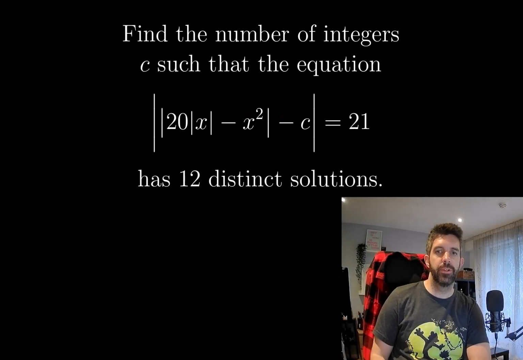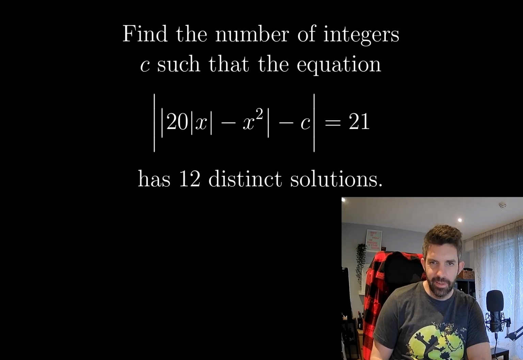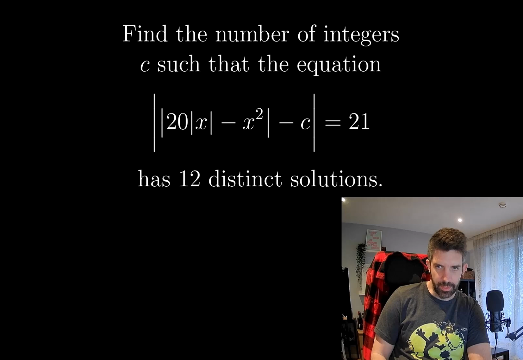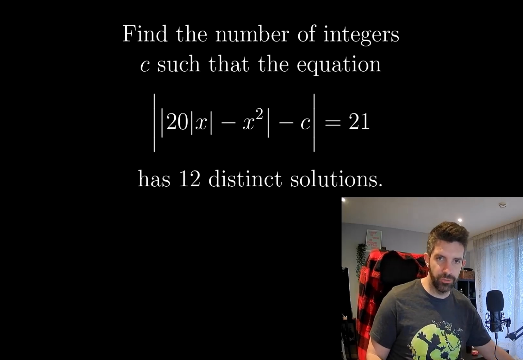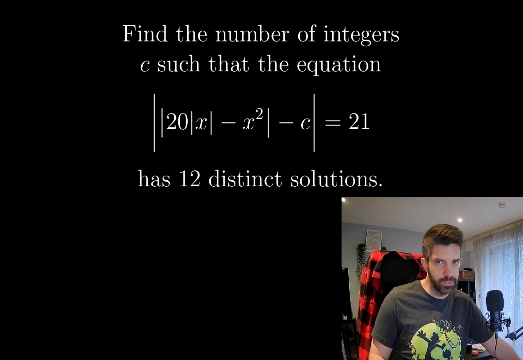Find the number of integers c such that the equation, absolute value of, well, I'm not going to read this out. There's a whole bunch of absolute values going on. We want to find the number of integers c such that this equation has 12 distinct real solutions. Interesting.